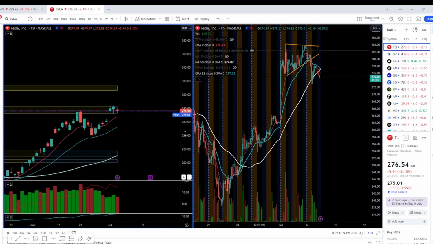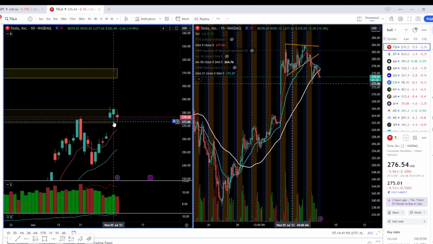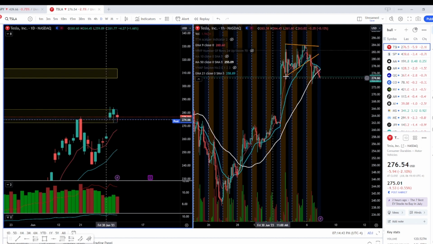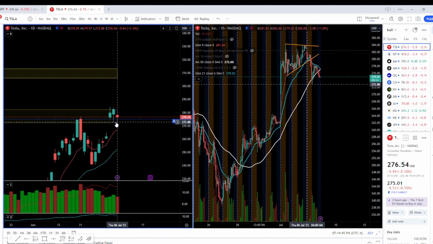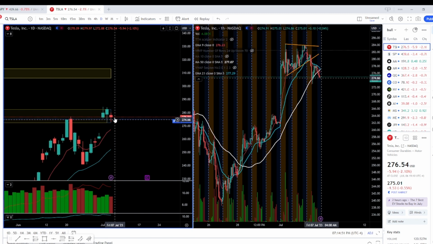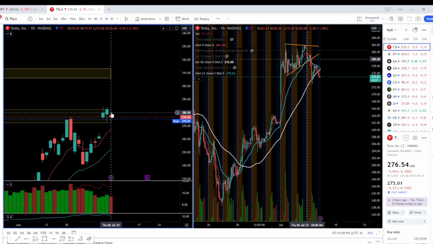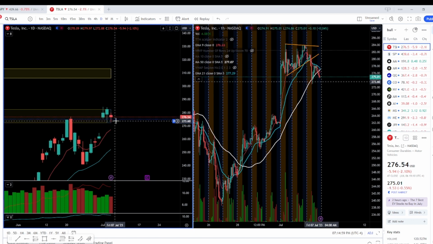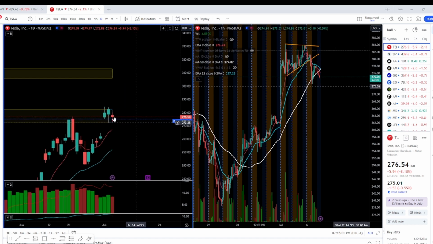So Tesla is holding up pretty good, right? So we saw it came down to the support of previous day's price action, and now we have an inside day candle. This is a strong consolidation candle, right? So that means that above this daily candle and below this daily candle is really going to dictate direction.